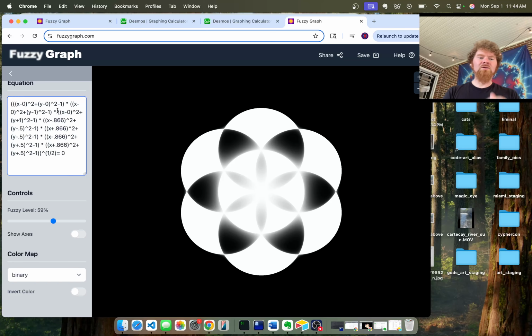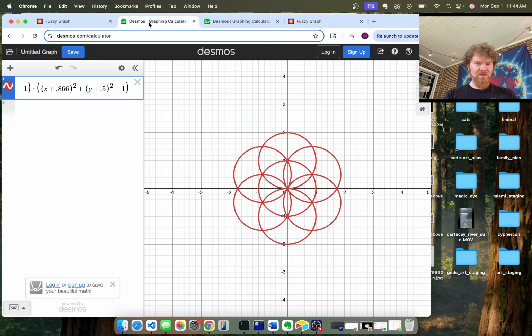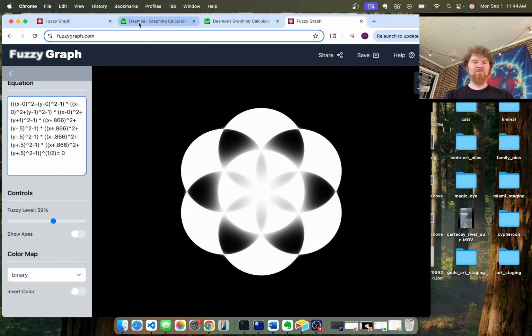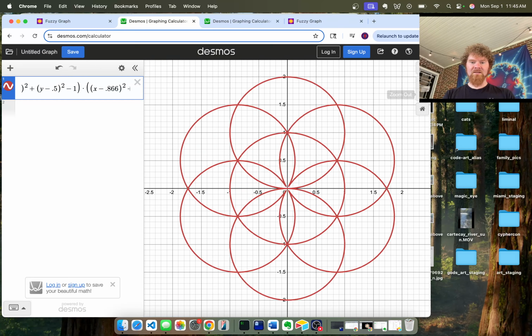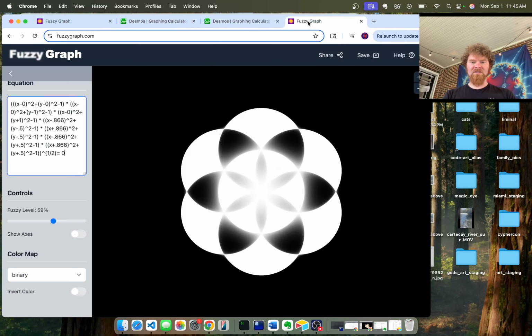I was curious if I could do this single equation graphing in Desmos, and you can't really read it in here, but basically the answer is yes, you can. So this equation does work even outside of FuzzyGraph. But you can see the difference between the two here versus here. You just have different things being shown, different data being shown. The error here is lower.